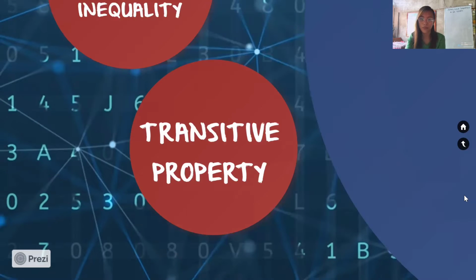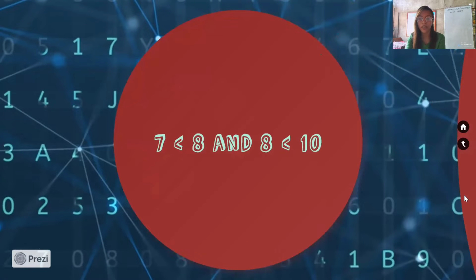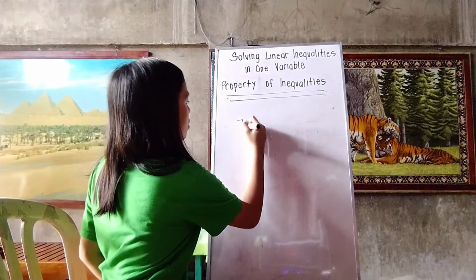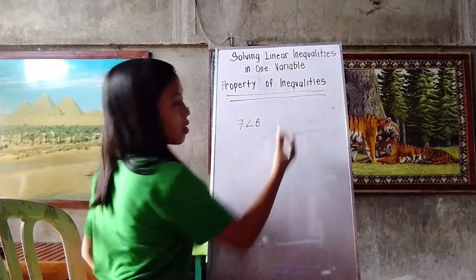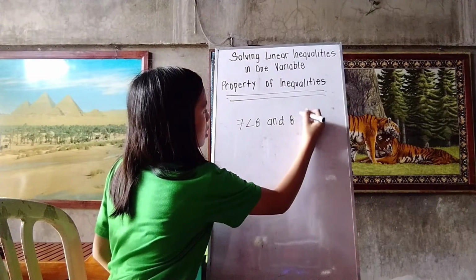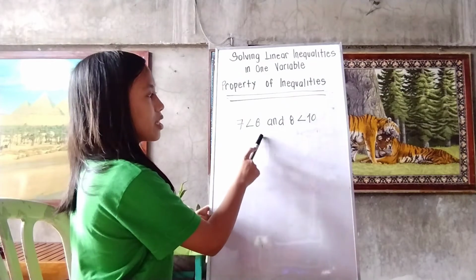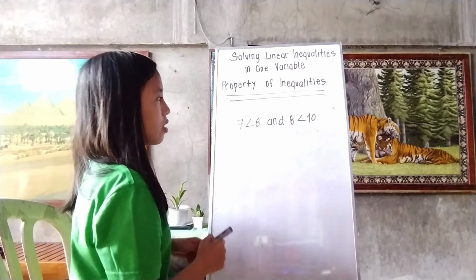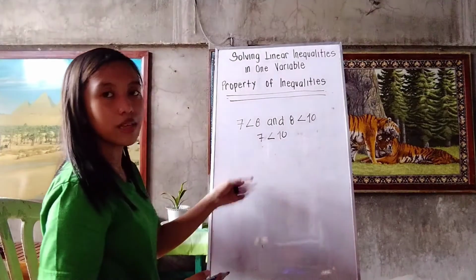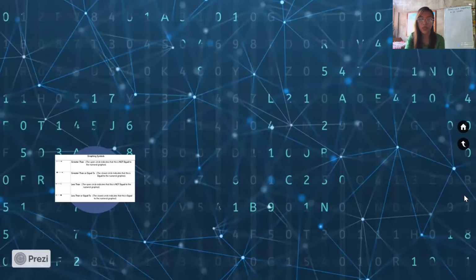Let's have an example. 7 is less than 8 and 8 is less than 10. Having the transitive property, if 7 is less than 8 and 8 is less than 10, then 7 is less than 10. And this is the transitive property. That's it.